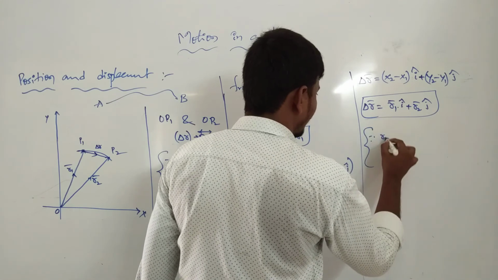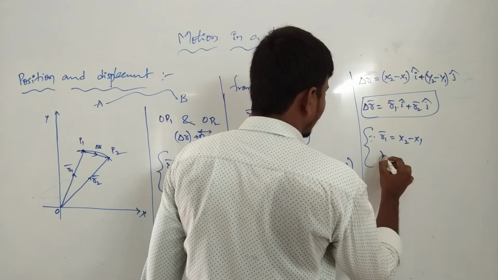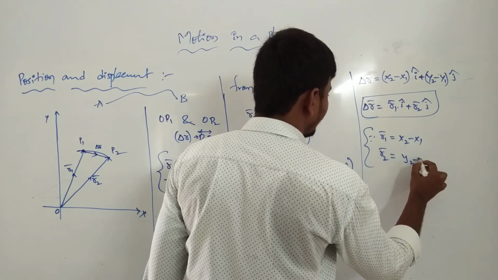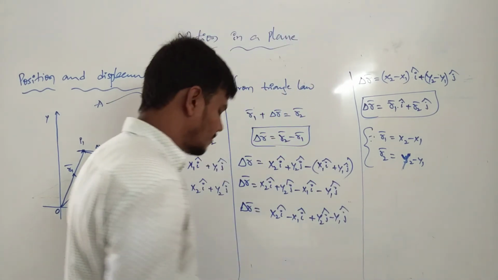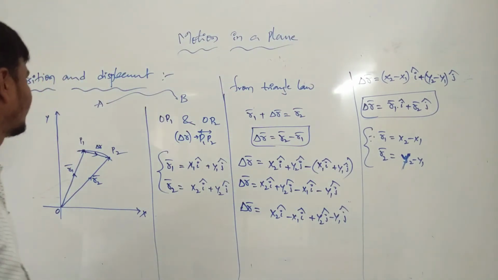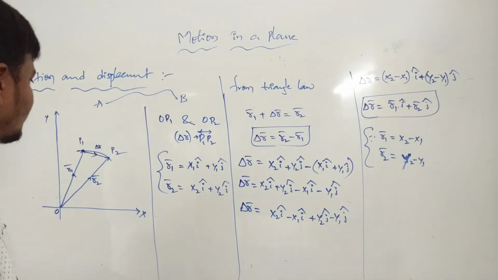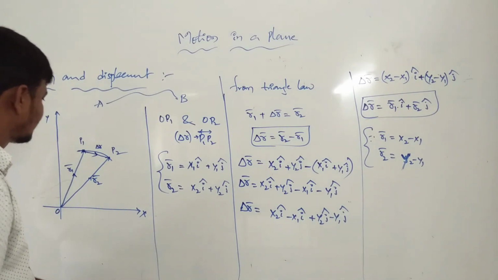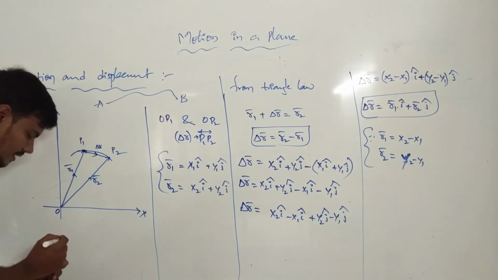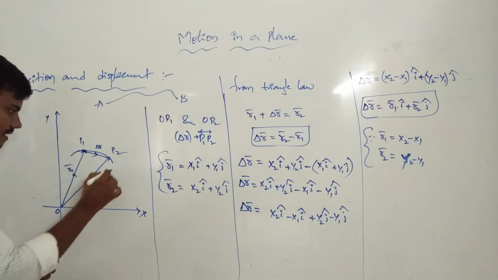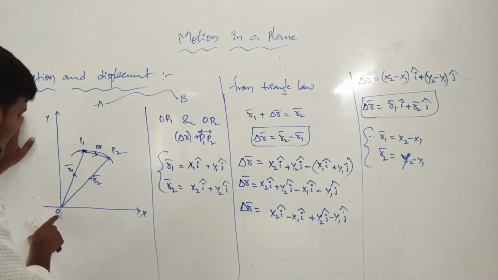Here R1 bar is equal to x2 minus x1, R2 bar is equal to y2 minus y1. These fundamentals are known as position and displacement velocity. This is the purpose we are using. Clear? Now this is only for the position. You know the position we are taking at O is the origin point.